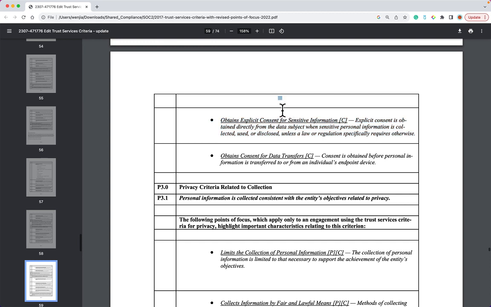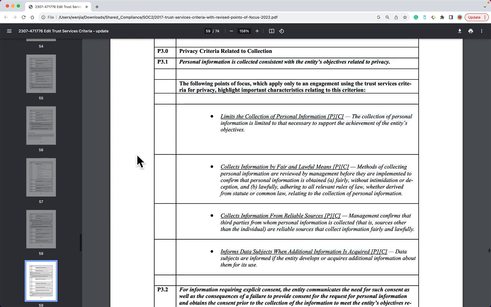Next point, obtain explicit consent for sensitive information. So some information may be of a kind that certain regulation, certain compliance, have policy for this information, then you need to obtain explicit consent. The last one, obtains consent for data transfer. Of course, this is one of the circumstances you have to have in mind every time you are gonna transfer the information of any data subject. You need to obtain consent.